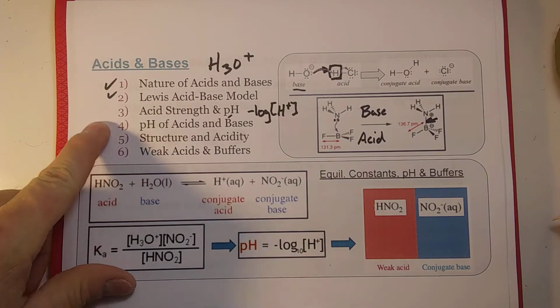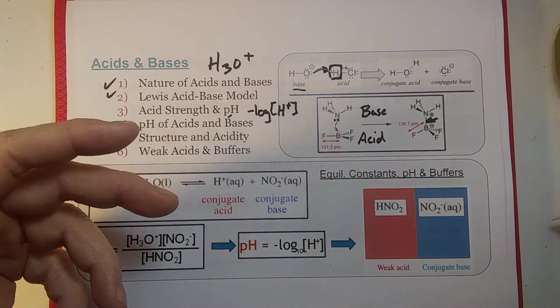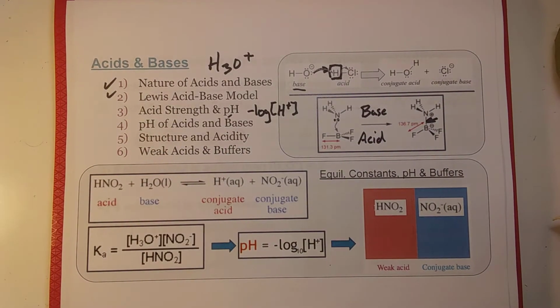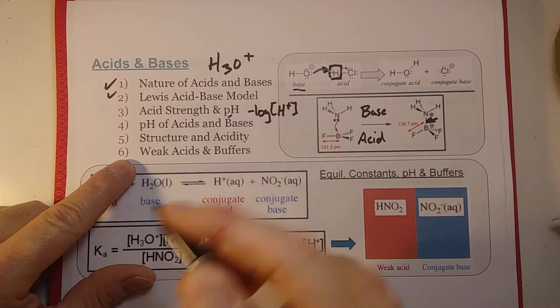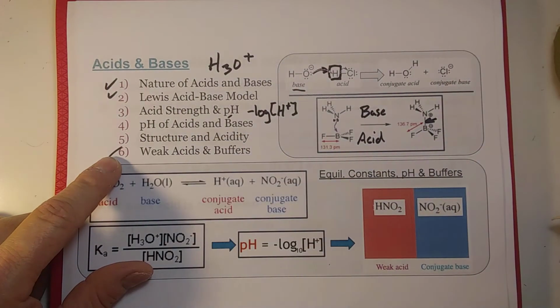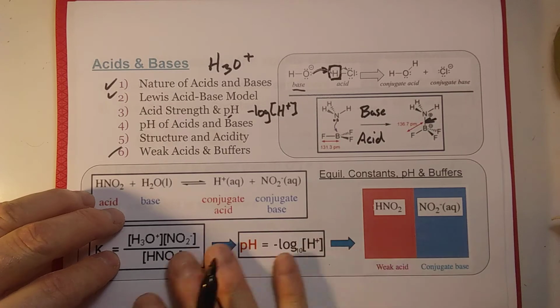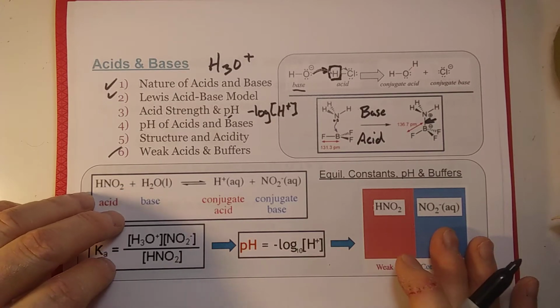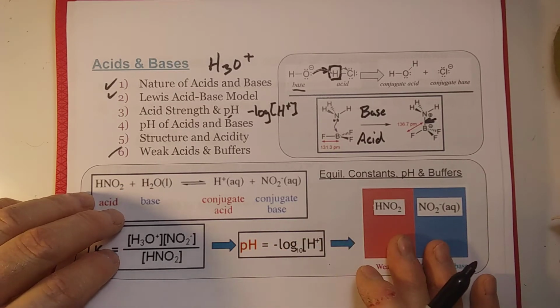Structure and acidity relate to each other: we can look at a structure and say that's the type of structure that has high acidity. And last, we'll look at weak acids and buffers. This will be more of our second video. So let's get to it. I'm going to leave all this aside; we'll come back to some of these pictures later on.